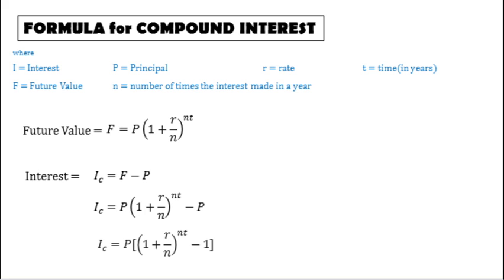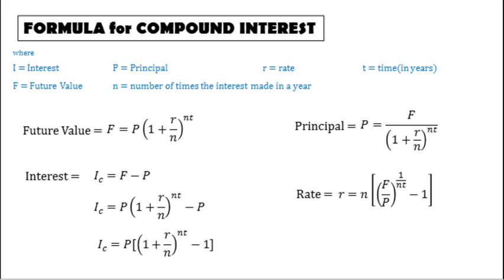Or factor si P. So yan ay product of P and the sum of 1 plus R over N raised to NT minus 1. So principal, yan naman ay P is equal to F over (1 plus R over N) raised to NT. At si rate, yan naman yung product of N and the difference of (F over P) raised to 1 over NT and 1. So, pag kay time naman, yan ay logarithm F over P all over N times logarithm (1 plus R over N).